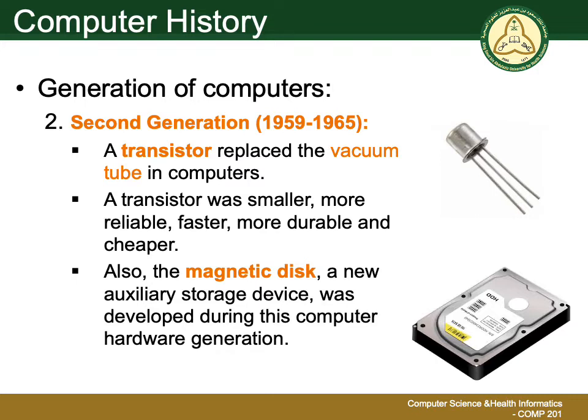In this generation also a magnetic disk, a new auxiliary storage device, was developed during the computer hardware generation. The magnetic disk was introduced in this generation as an auxiliary memory device in addition to the main memory of the computer.